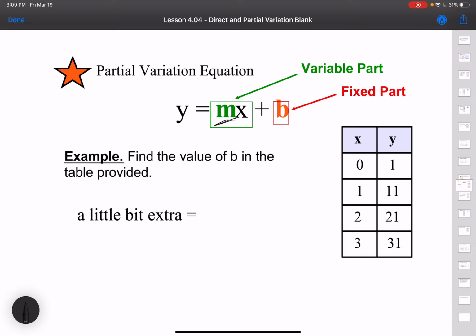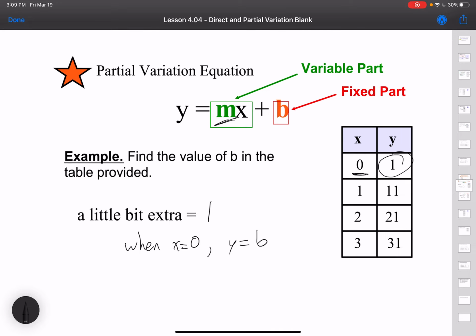So how do we find that fixed part? What we can do to find that fixed part is look at when x is equal to 0. When you're at this point in the table of values, this little number here, the y, that is actually your fixed part. So it's just 1. When x is equal to 0, then y is equal to your b value. So y is 1, so b is equal to 1. And that's going to be a very handy fact as we go through these kinds of questions.